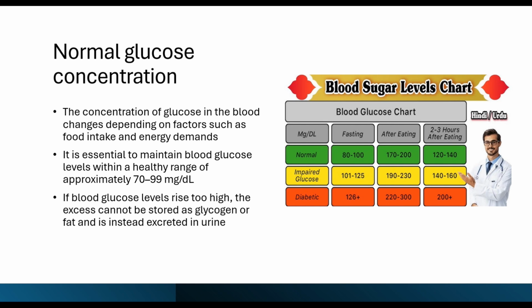So what that means is that one of the first signs of diabetes is that you have excess glucose inside the urine. That's a sign that you have diabetes because the glucose can't be stored, so therefore it's going to move outside.